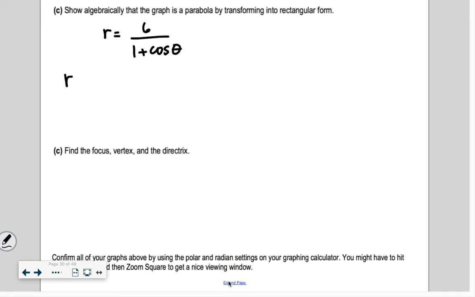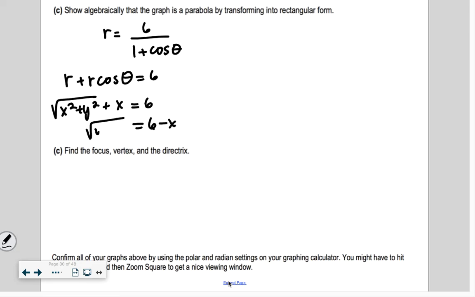We're going to multiply over, so r plus r cosine theta is equal to 6. R is the square root of x squared plus y squared, plus x is equal to 6. When I subtract that x over and I square it, you'll see that something happens. So as I square it, I get x squared plus y squared is equal to, and I FOIL this out, so I have 36 minus 12x plus x squared. Do you see what's happening?